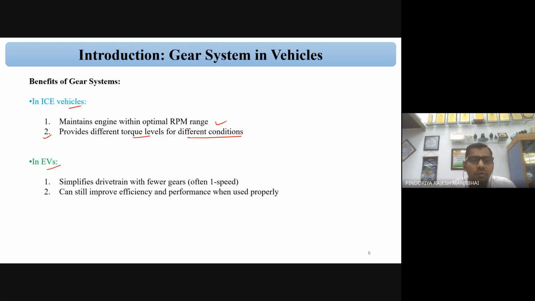But in the case of the EV, it simplifies the drivetrain with fewer gears, often one speed. So normally in 99% of cases, we can use only a single transmission gear system. Okay, that's why here I have written single speed. Second point, it still improves the efficiency and performance when used properly. Suppose we have a single transmission gear system, we can improve the efficiency, we can utilize the maximum energy by running our vehicle at the optimized speed as well as optimizing the load. Okay.